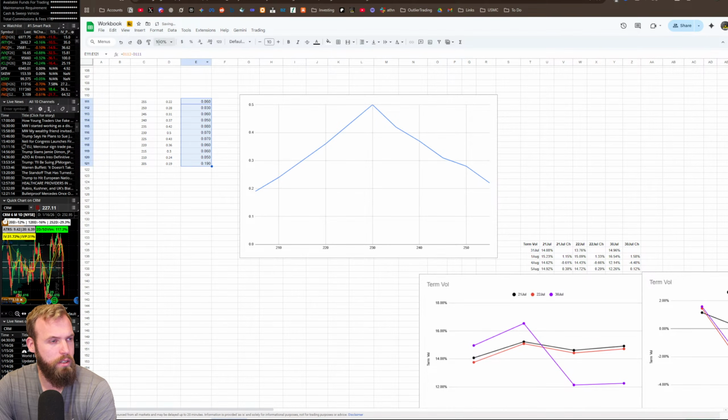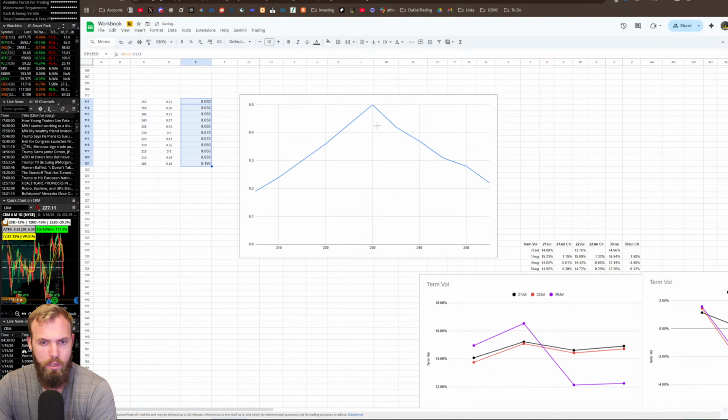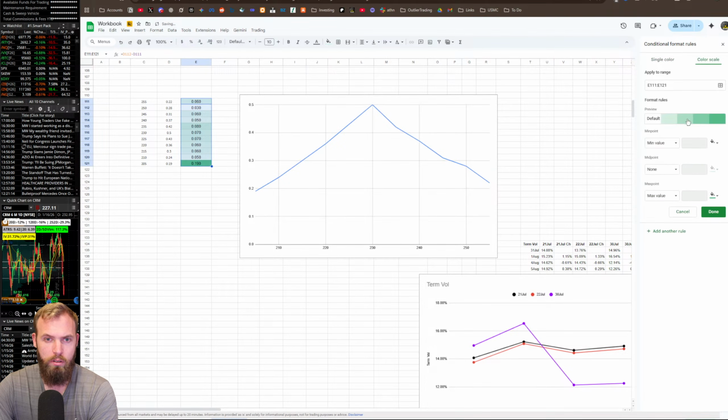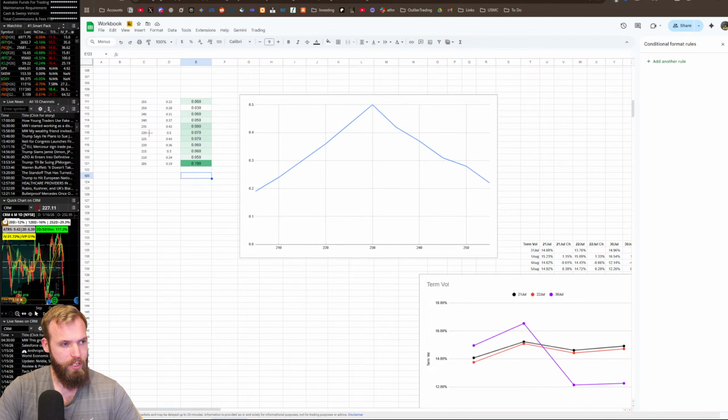let's add another decimal. Oops, didn't mean that one. Let's do this one. Notice the slope. The slope is much steeper to the put side. Much steeper to the put side.